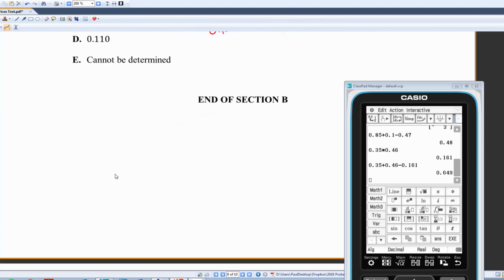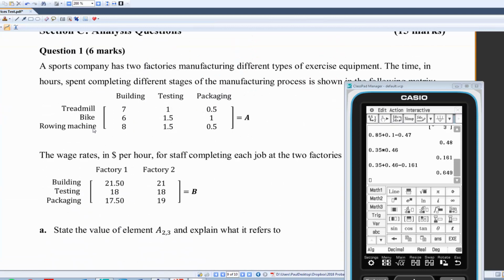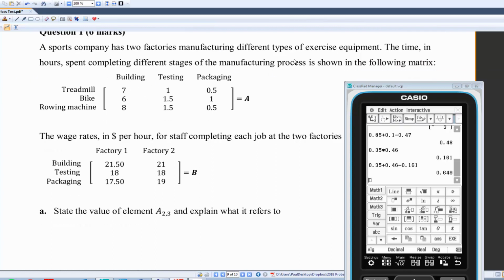Okay, on to the analysis. We've got a sports company that has 2 factories manufacturing different types of exercise equipment. The time spent in hours on different stages is shown here, and so basically, the treadmill takes 7 hours to build, 1 hour to test, half an hour to package. We've also got wage rates at the 2 factories, so the building wage rate is going to be $21.50 an hour at factory 1, $21 at factory 2.